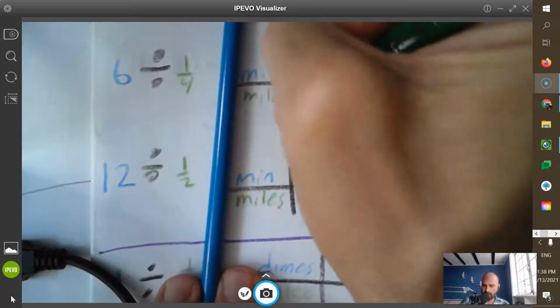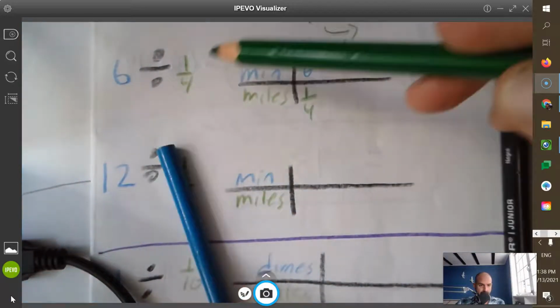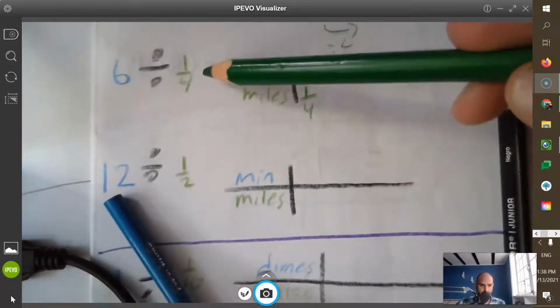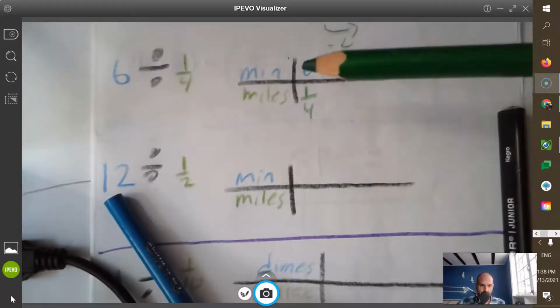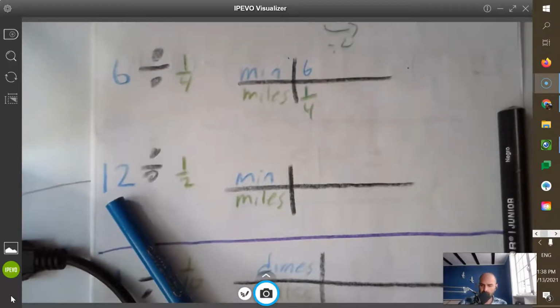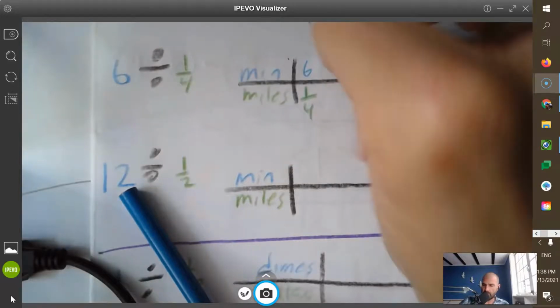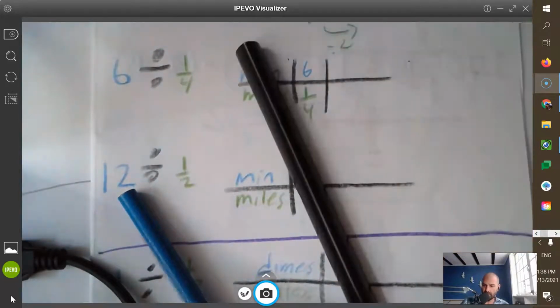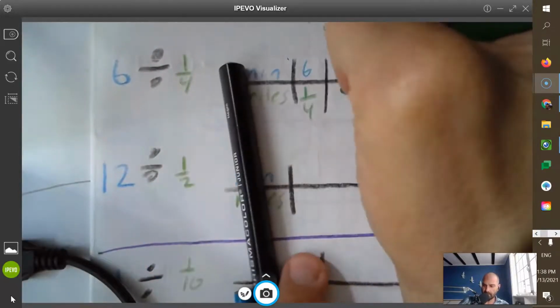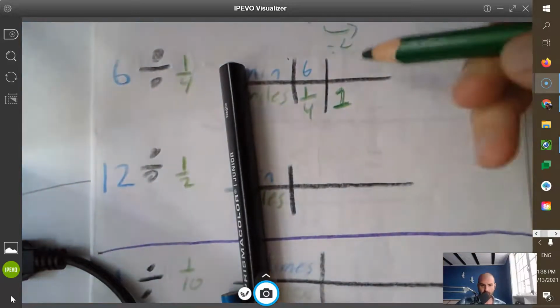So now we're still dividing. This is still 6 divided by 1/4. We're trying to figure out how many fourths are in 6. Okay, 6 minutes. But how we can look at this is we need to get from 1/4 to 1 so we can figure out what the rate is. We need to figure out what this rate is.